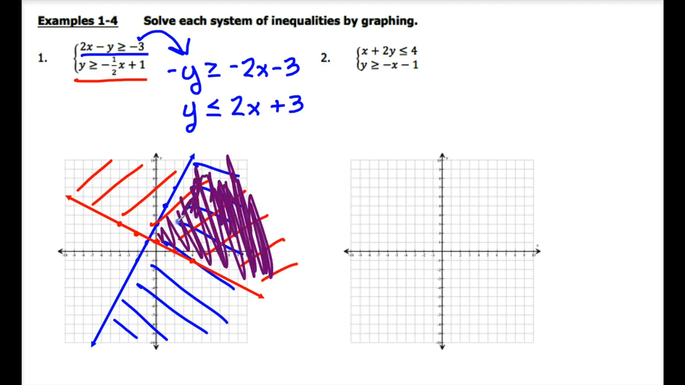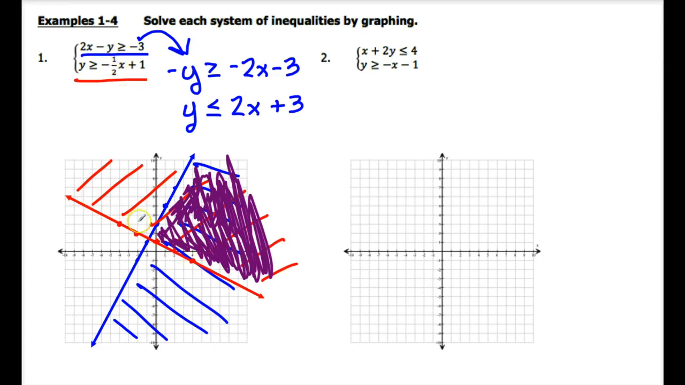The only thing I really need shaded is this final region that I'm doing in purple. But if you are shading the other regions, just make sure this is darker than the rest of it. Okay, so this should be the area that stands out right here. Now what that means is any point inside this purple region would be a solution of the system, meaning it would work in both inequalities.